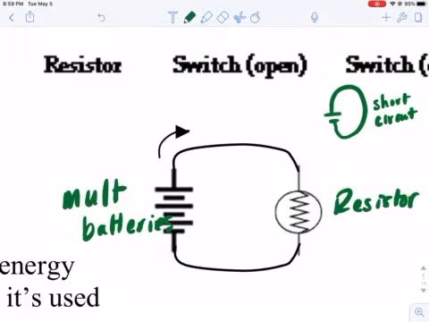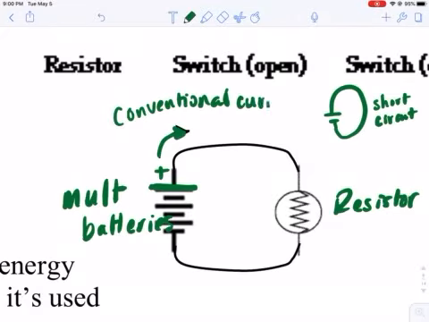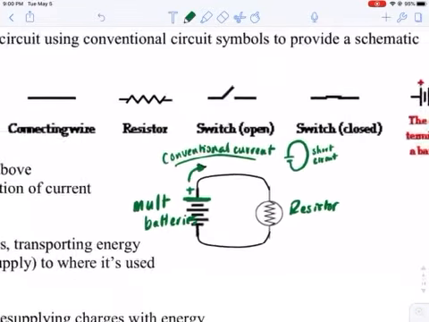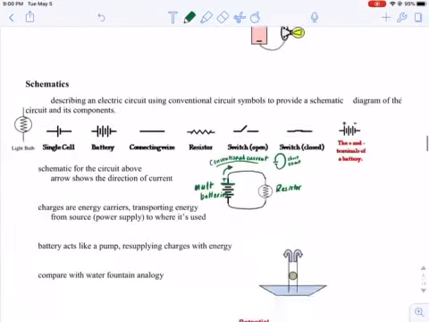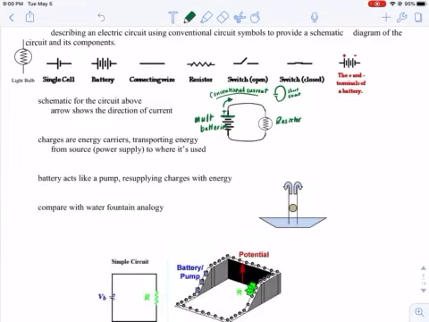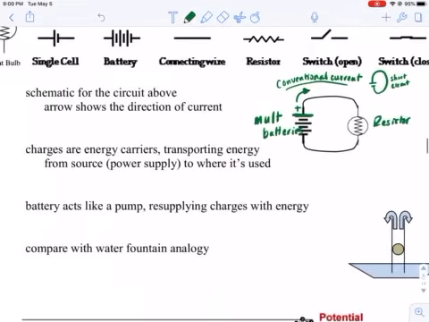cause a fire. The long side of the terminal here is the positive side, and in the United States we use what's called conventional current, which is defined as positive charge flow. So in the U.S., we model current as positive charges, even though that's not what actually flows. Remember that the charges are energy carriers.